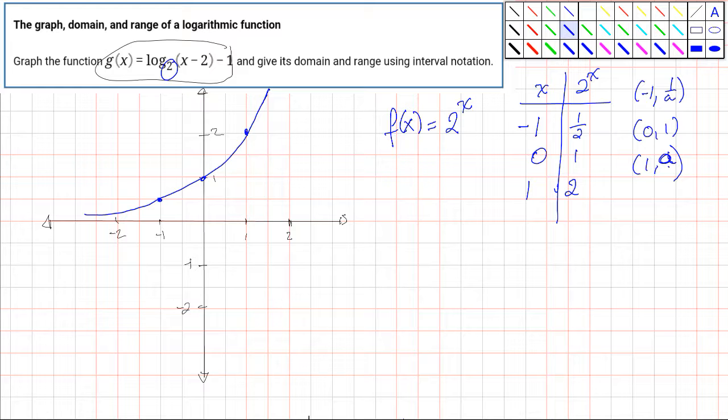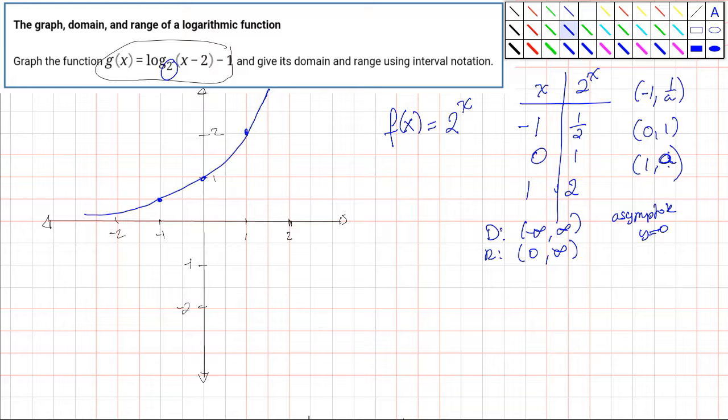My exponential function is roughly going to look like that. The domain for the exponential function is from -infinity to +infinity, the range is from 0 to infinity, and the asymptote is at y equals 0.